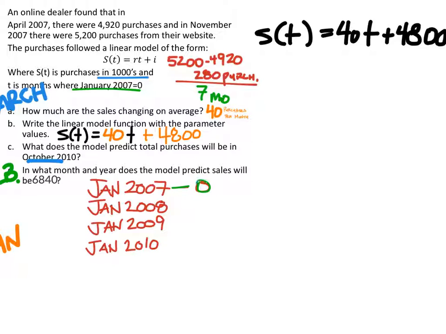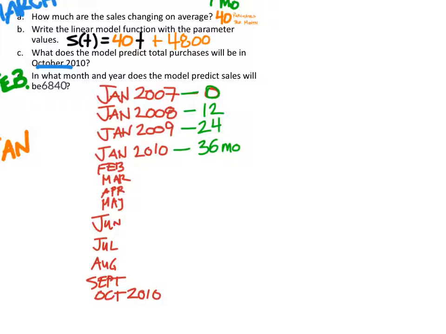January 2007 is month 0, which means January 2008 would be 12 months later, and then another 12 months later, January 2009, that'd be 24 months later, and then another year later is another 12 months, which puts us at 36 months just to get to January 2010. Now we are trying to make it to October 2010.